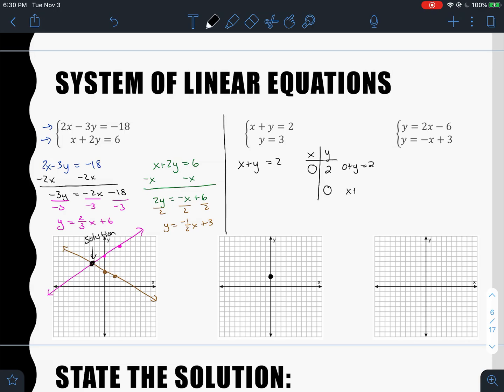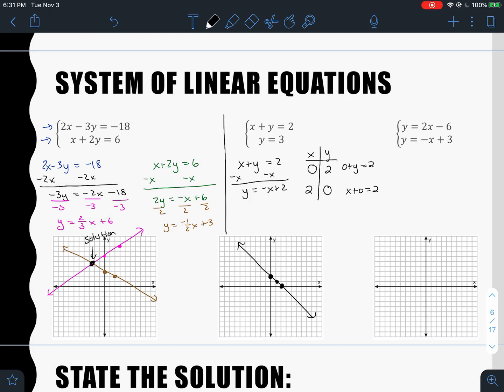To find an x-intercept, you let y be 0. If I plug in 0 for y, I get x plus 0 equals 2, so my x-intercept is positive 2. So I have an x-intercept at positive 2 and a y-intercept at positive 2. That is going to be the line x plus y equals 2. We could have also solved for y, subtracting x from both sides, and I would have y equals negative x plus 2.